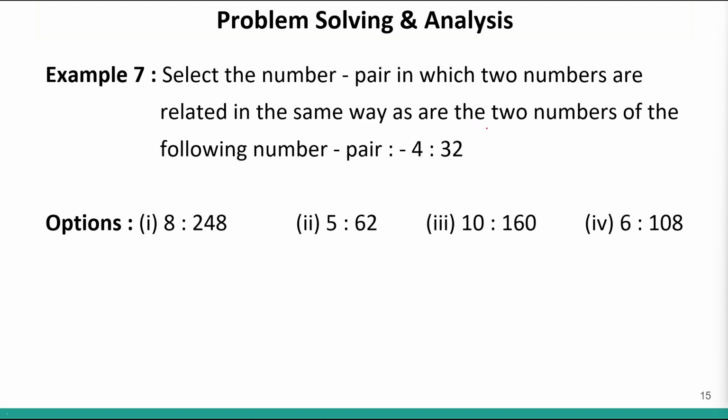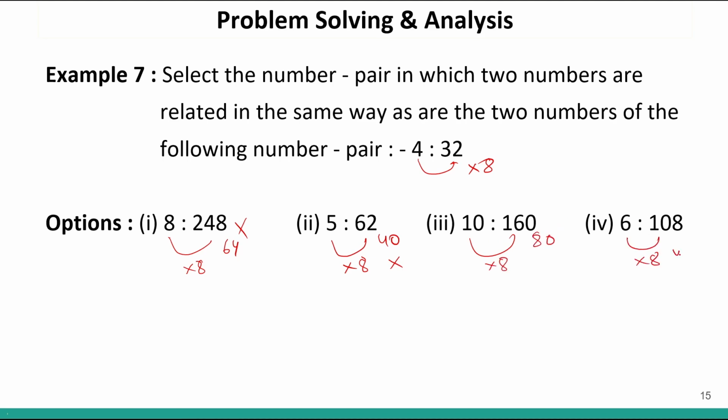So now let us look at this question. 4 and 32 is a pair, and similarly we have to find a pair which follows the same logic. So here I can see this is clearly into 8. 4 into 8 will give me 32. So 8 into 8 will give me 64, so not true. 5 into 8 will give me 40, so not true. 10 into 8 will give me 80, so again incorrect. And 6 into 8 will give me 48. So none of the options is correct. But one of the options has to be correct. So maybe a different logic is being applied between 4 and 32.